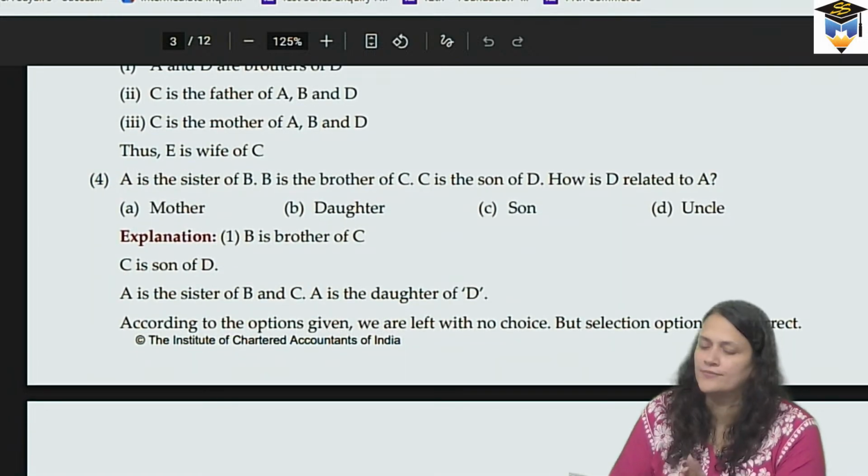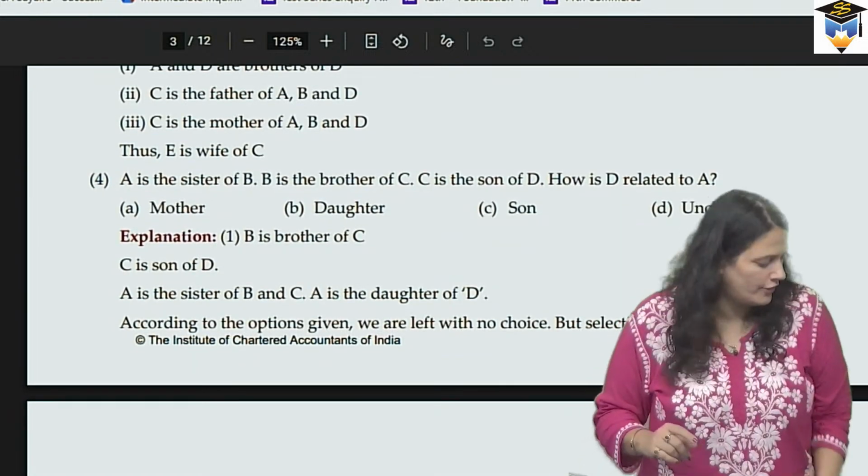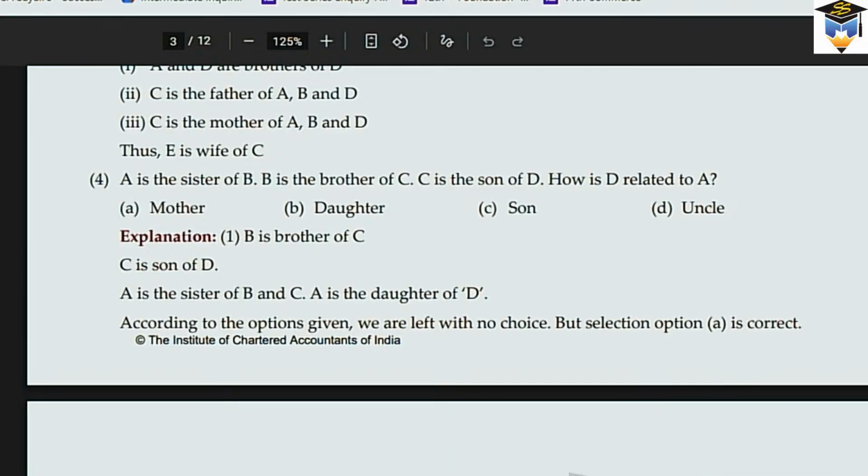Okay, now the fourth one. I want to see everyone's diagram of the fourth one. Let me see how you do it. Fourth question.